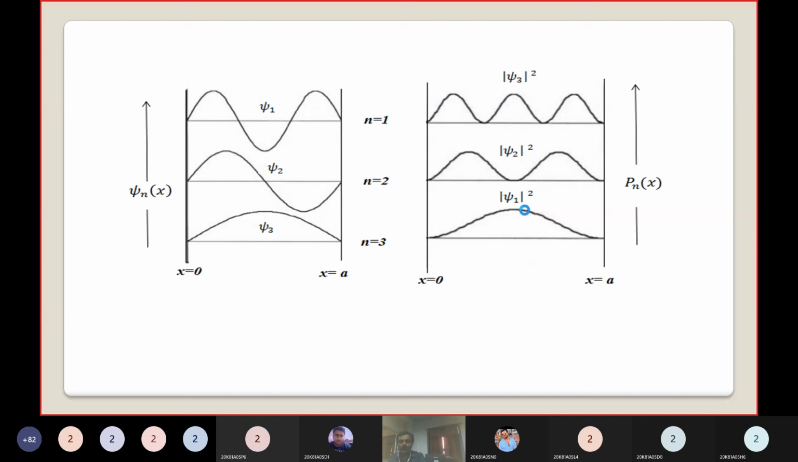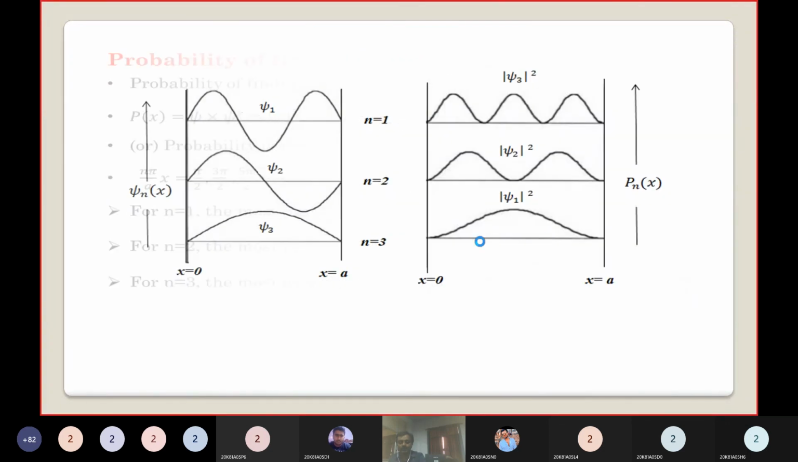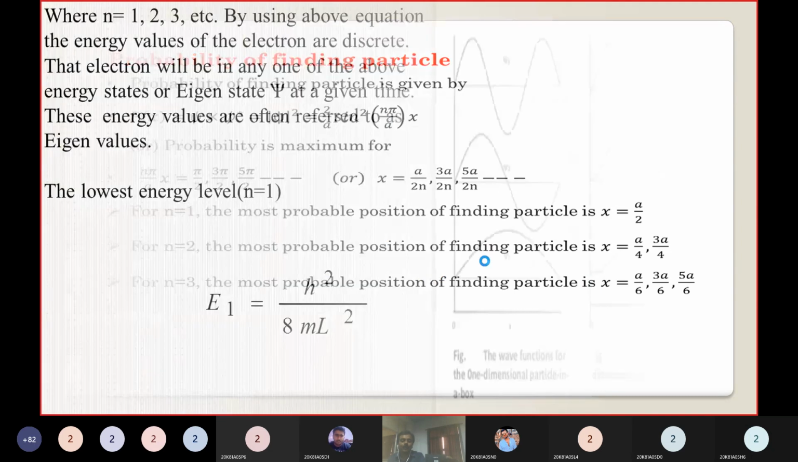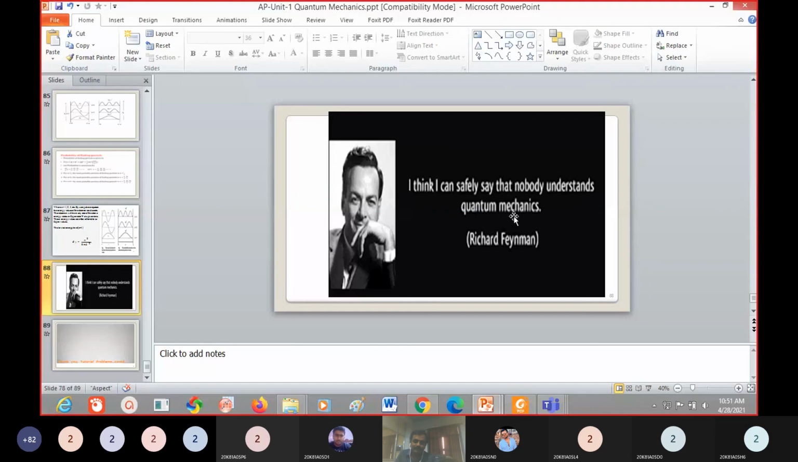Similarly, the probability of finding the particle will also be different for different n values. If n equal to 1, the probability will be like this. For n equal to 2, the probability will be like this. This is the maximum probability of finding the particle. For n equal to 2, there are two maximum probabilities; for n equal to 3, there are three maximum probabilities. So this is the particle in a one-dimensional box.